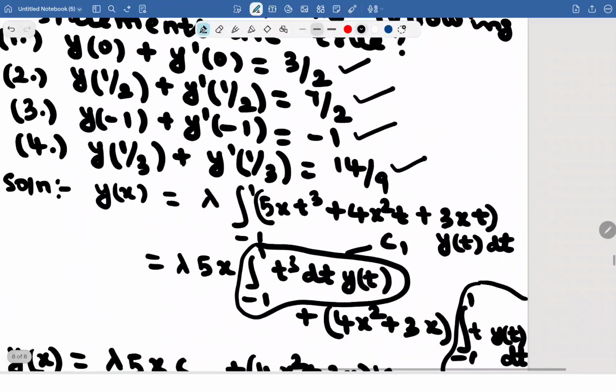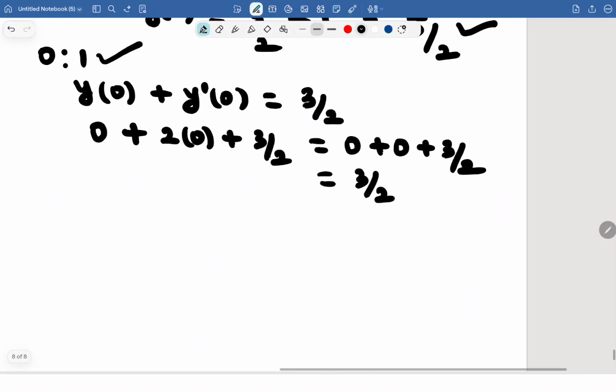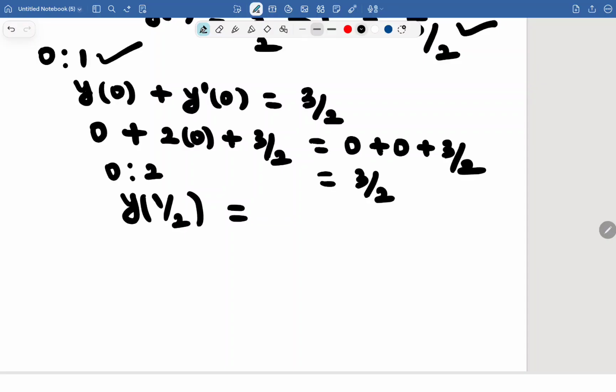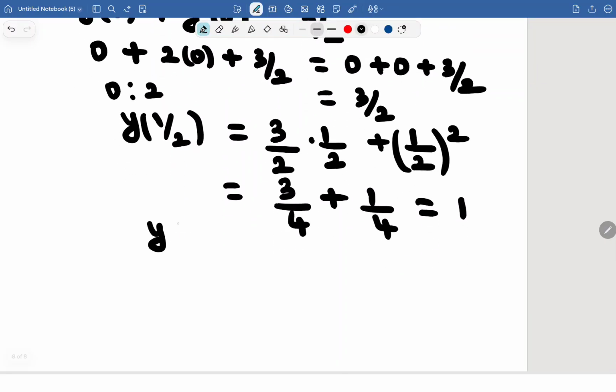Now I am going to check the second option, y of 1 by 2 plus y dash of 1 by 2. First we find y of 1 by 2. y of 1 by 2 means 3 by 2 into 1 by 2 plus 1 by 2 the whole square. It becomes 3 by 4 plus 1 by 4. The answer is 1.